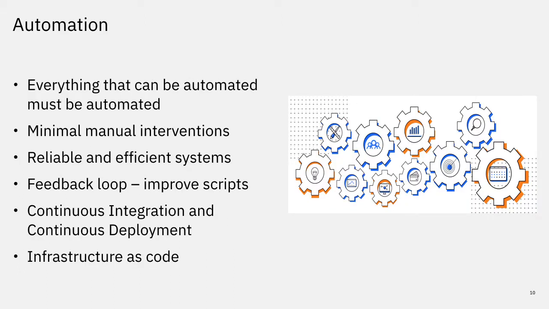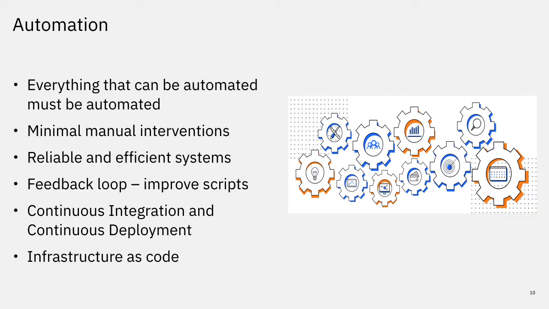The second principle of DevOps is automation. And my mantra for automation is this: everything that can be automated must be automated. Why? Because automation is more efficient. Yes, there is value in manual interventions, but if we are able to minimize the manual interventions in the overall development process, the systems just become more reliable and more efficient.